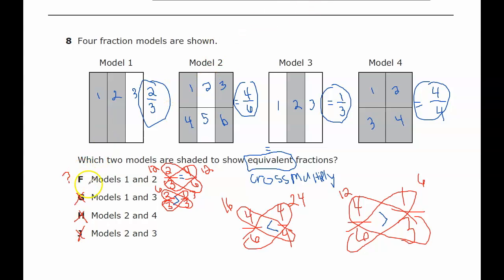So I know my answer, the only one that's equal, is 2/3 and 4/6, because they both equal 12. So my answer here is F.